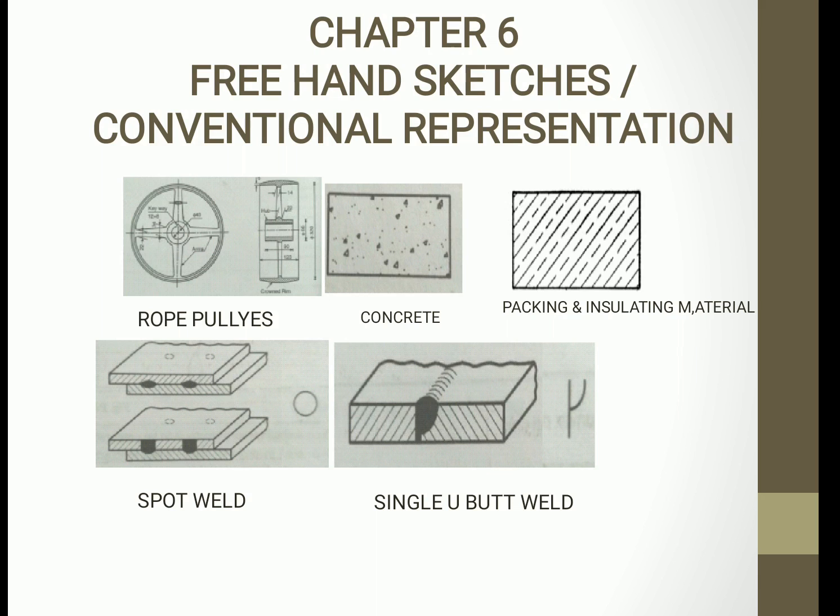So first is rope pulley. Rope pulleys are circular in cross section, as we will see in this figure. The groove angle of the pulley is given as 90 degrees, as there are 4 rope drives.